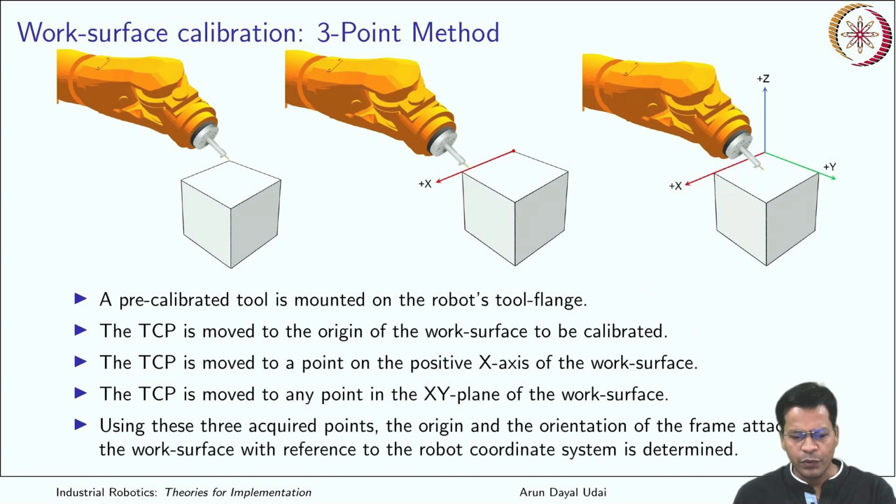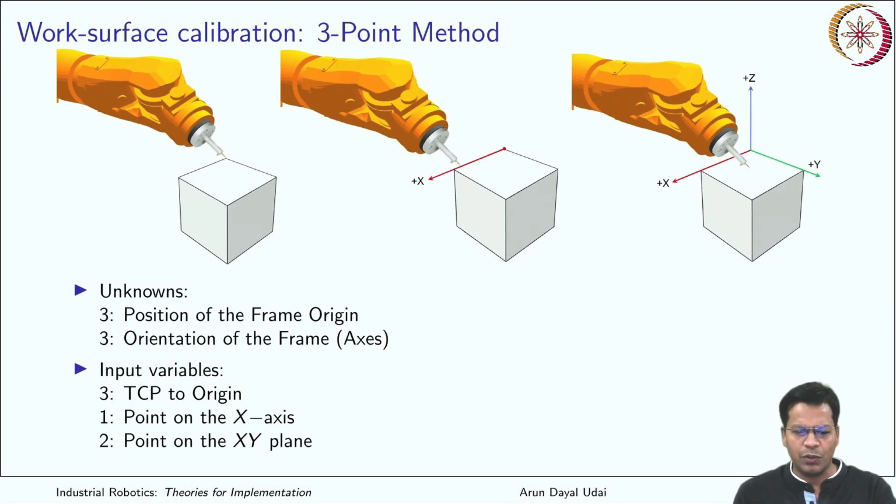Okay, so using these acquired points, the origin and orientation of the frame which is attached to the work surface is calculated by the robot controller, and that is what we are going to learn today, how it actually does it. Okay, so let us begin with that. So how many unknowns are there?